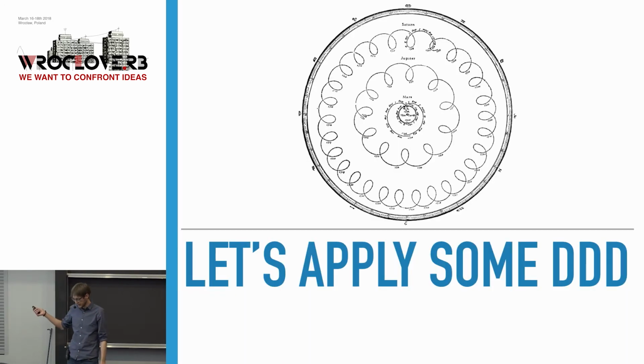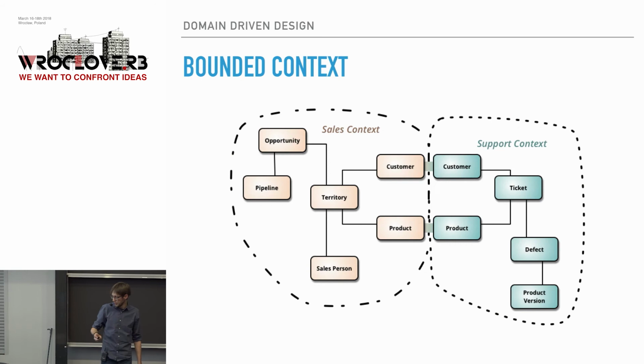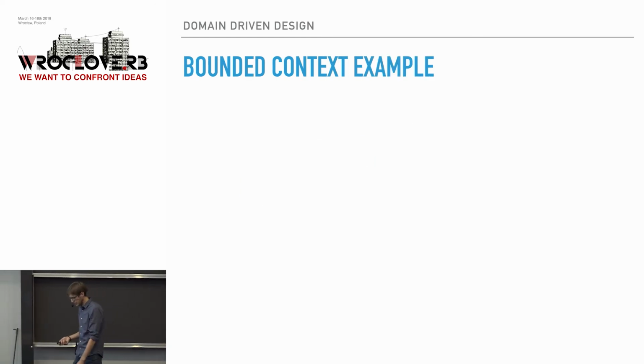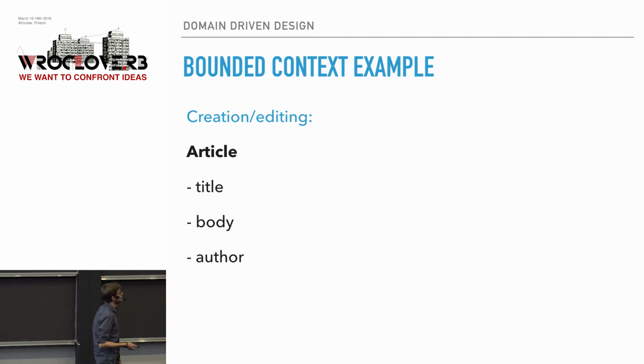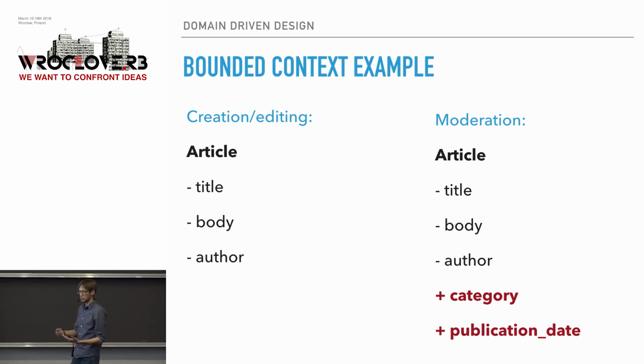All right, and let's try to apply some DDD to what we are doing. We know that DDD is about a shared language between business and programmers, but we are interested in the idea of bounded context here. Let me give you an example. We have an article, and authors can create articles, and articles have a title, body and author. But on the other hand, there are moderators, and during the moderation process they must add a publication date and a category. Without them, they are not allowed to save this article.